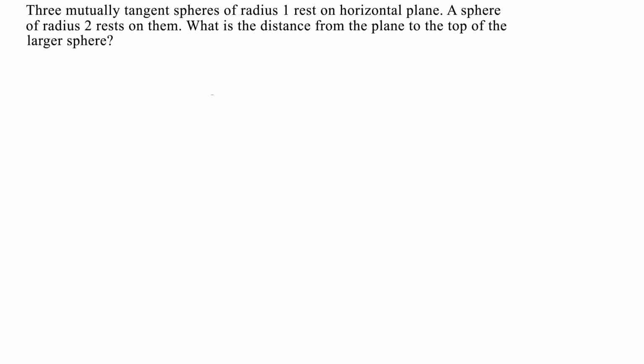Three mutually tangent spheres of radius 1 rest on a horizontal plane. A sphere of radius 2 rests on them. What is the distance from the plane to the top of the larger sphere?